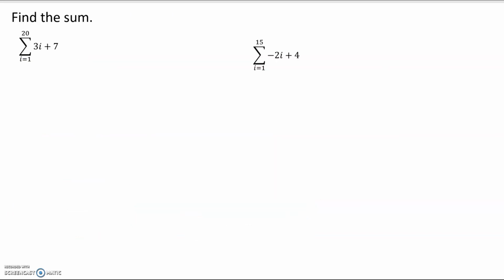So we're going to start by finding the sum here. Our sequence is made up by plugging in different term numbers for i. So it's saying start at 1 and go up to term number 20. In order to do this, we're going to find our first term and our last term to start this out. So always start by finding your first term and your last term.